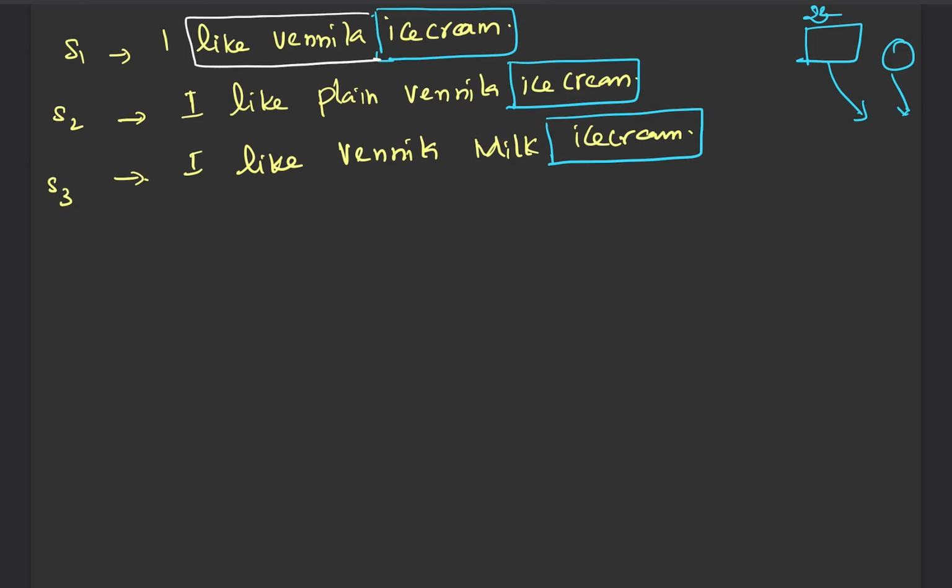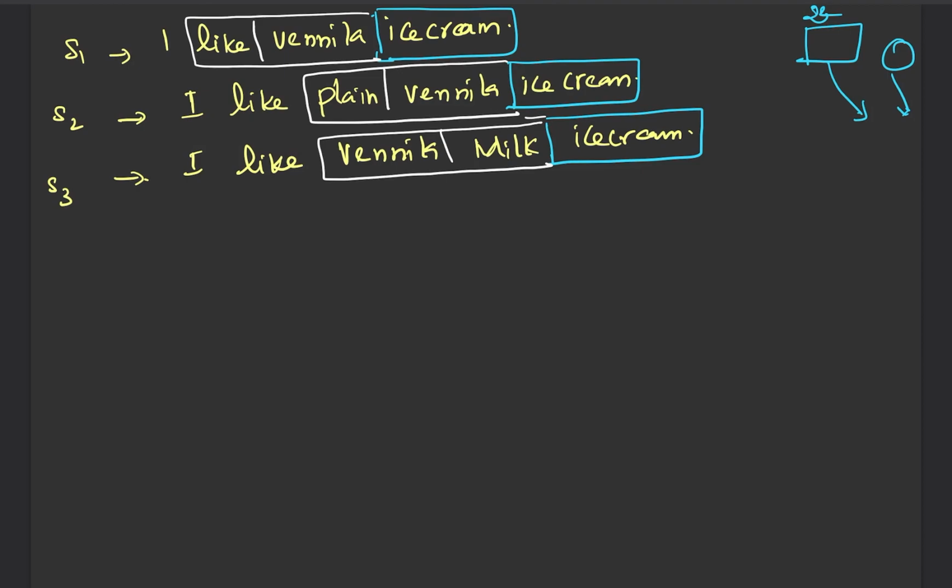It cannot read I. From here, it can go up to plain. And from the third sentence, the ice cream word can go up to vanilla. Now, we know the grid. Within this grid, we will see the distance.